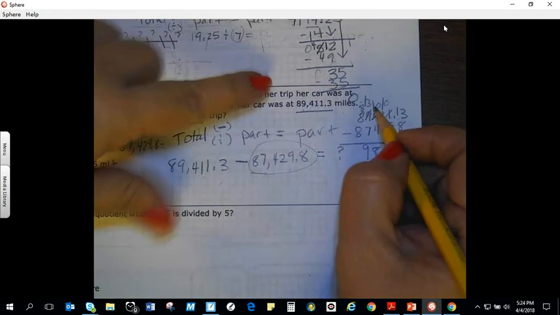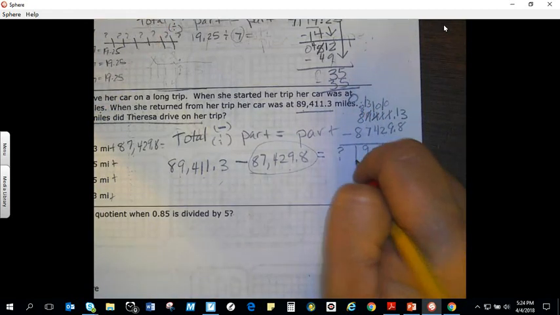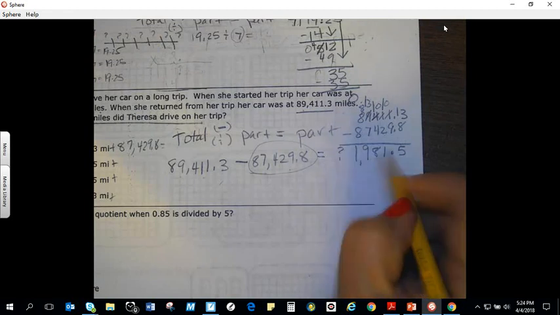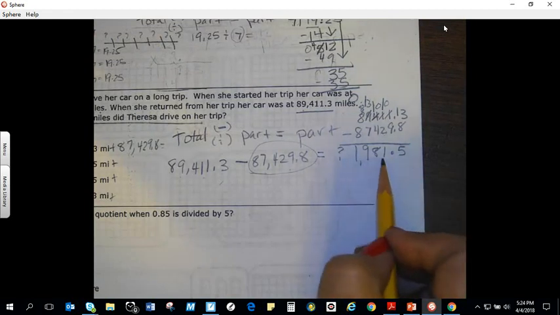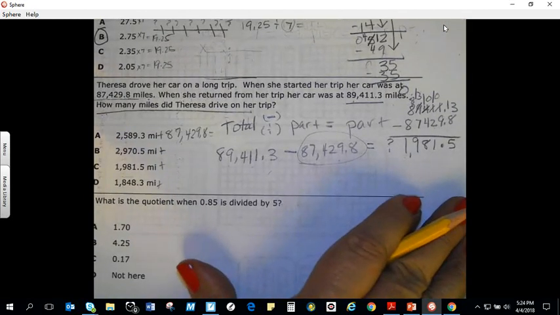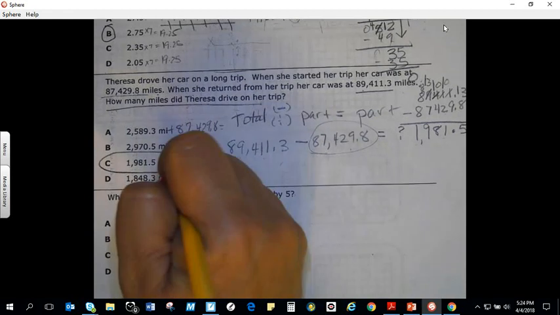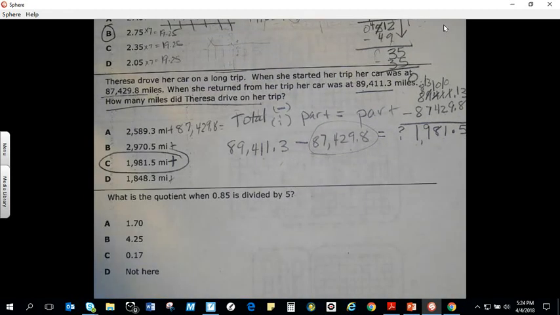Okay, so now I have 8. 8 minus 7 equals 1. And so my answer is you traveled 1,981 and 5/10 of a mile. So I'm looking over here, and which one equals that? This one right here. Now don't get confused. Remember, I use that as a plus sign. Okay.